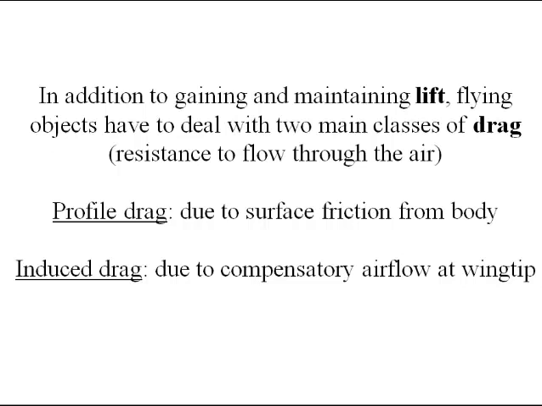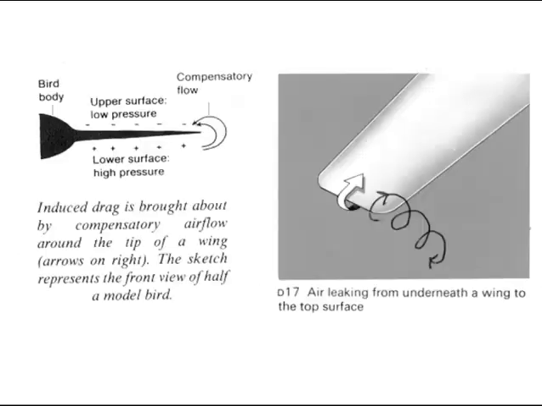Induced drag is drag due to compensatory airflow at the wingtip, airflow that's going in a direction other than straight back over the wing. Okay, I need to explain this. So take a look at this little wingtip here. Remember, the pressure above the wing is less than air pressure below, static pressure, right? Therefore, the air particles below the wing are going to be trying to get up into the lower pressure area on top. And then when you get out to the edge of the wing, the very tip of the wing, you get the air molecules from below trying to sneak up around to the top, and it causes a circular leaking of air from underneath the wing to the top surface.